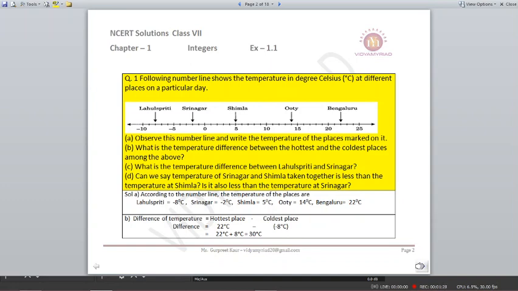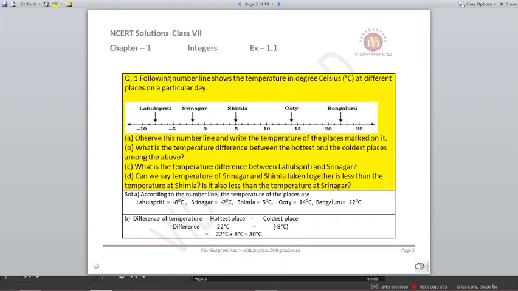Lahaul Spiti, if we count, we will start from 0, it will come at 8 and we will write it as minus 8 degrees Celsius as it is on the left side of the 0. Srinagar is minus 2 degrees Celsius, Shimla 5 degrees, Ooty 14 degrees and Bengaluru 22 degrees. You start counting from 0, right or left, wherever that place is.